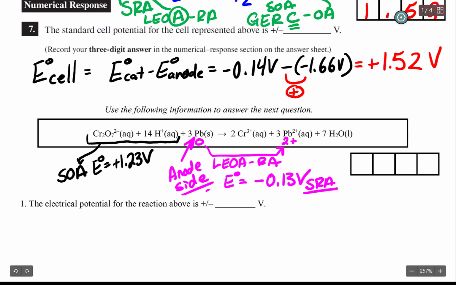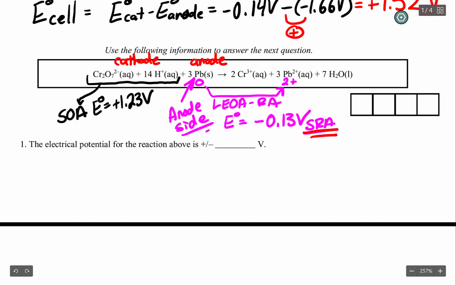To clarify again, this is furthest up the left-hand side of my reduction half reaction table. This is my strongest oxidizing agent, and therefore this would be the cathode side of the battery. This lead is furthest down on the right-hand side. That makes it the strongest reducing agent, and this is going to be my anode side. So using our basic equation, the electric potential for the cell is equal to the electric potential at the cathode minus the electric potential at the anode.